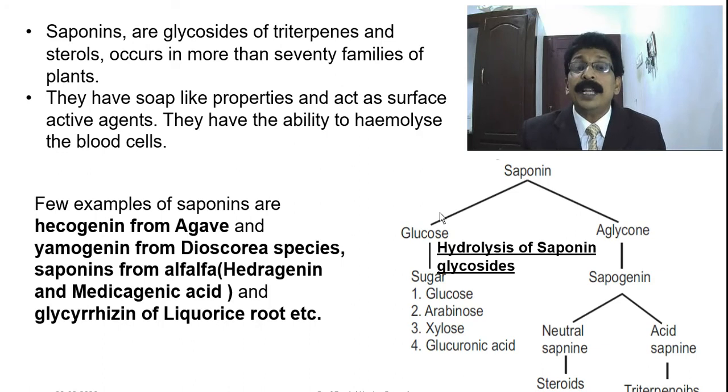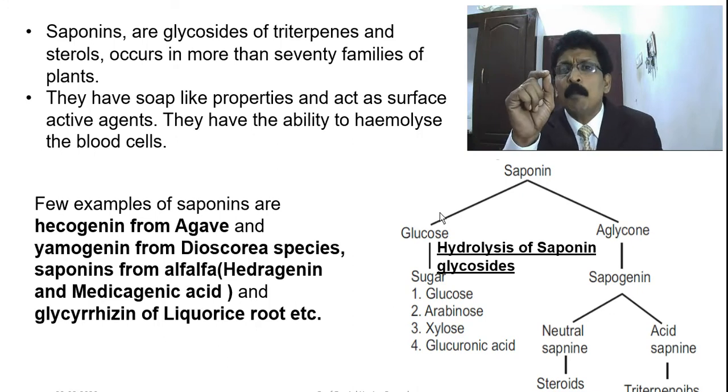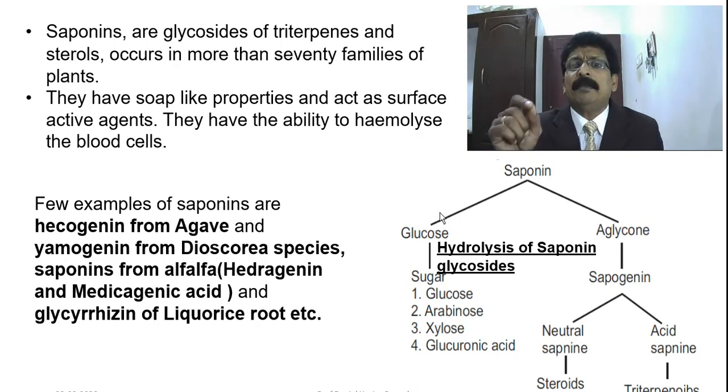They have the ability to cause hemolysis of blood cells. Even a chemical test they used to do: when you add a saponin, it will lyse the red blood cells, they will be broken, hemolysis. So that can also be used as an identification test for saponin.